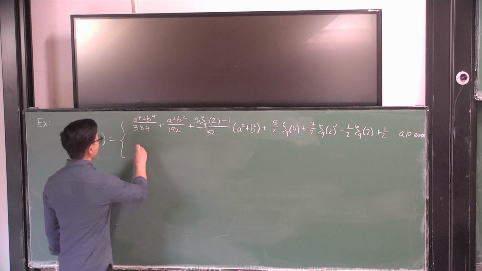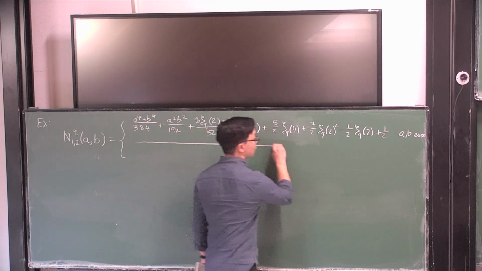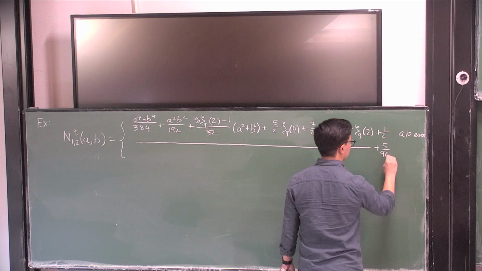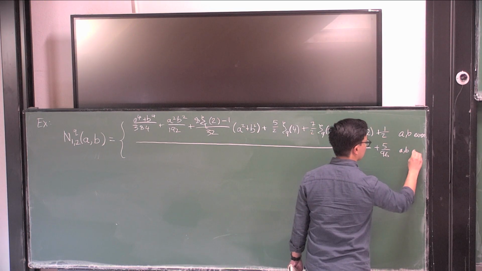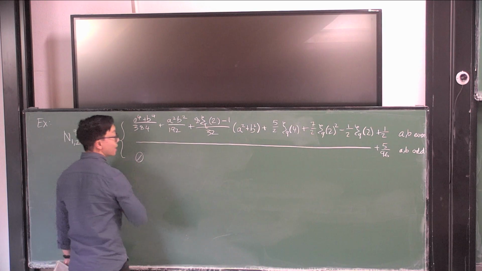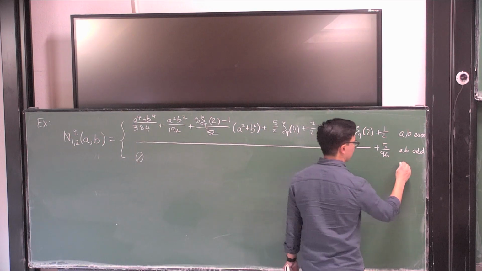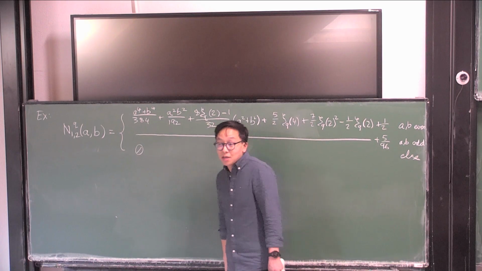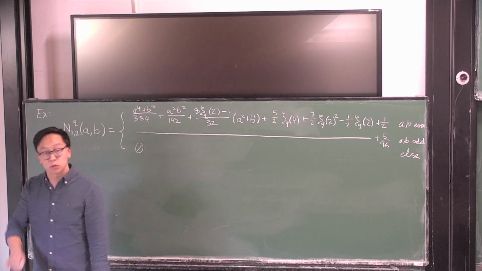And then you get exactly the same thing essentially, except this changes. This would be 5 over 96 when a and b are odd. And when a and b don't share the same parity, you just get 0. So that gives you an example, and maybe a priori you wouldn't have said that that's what it should look like.